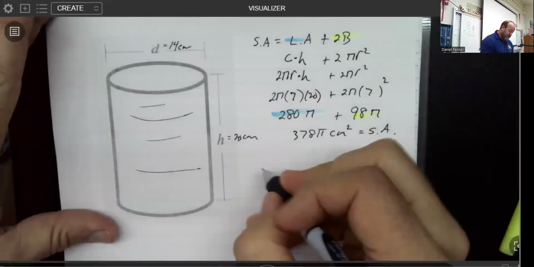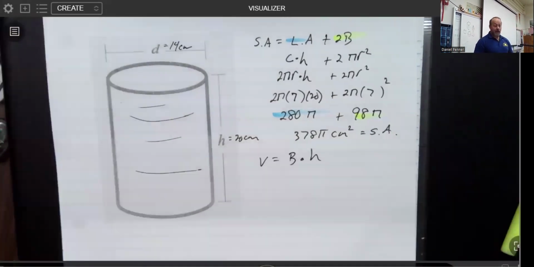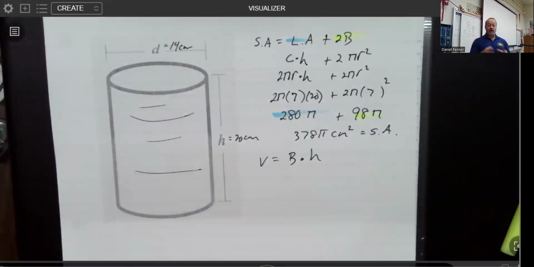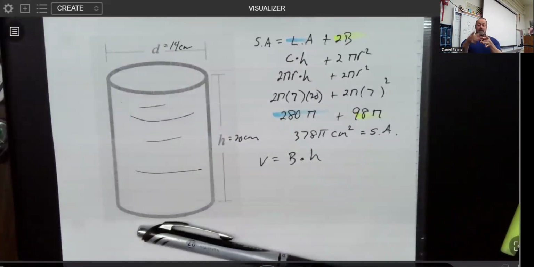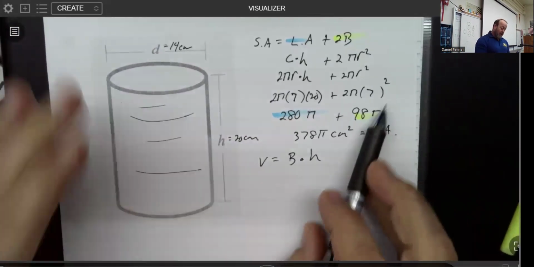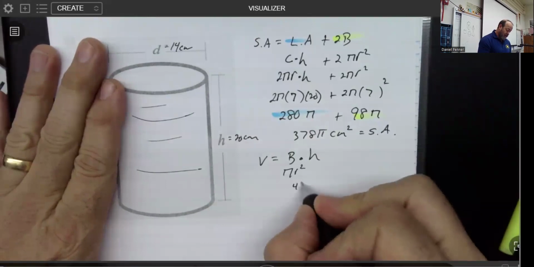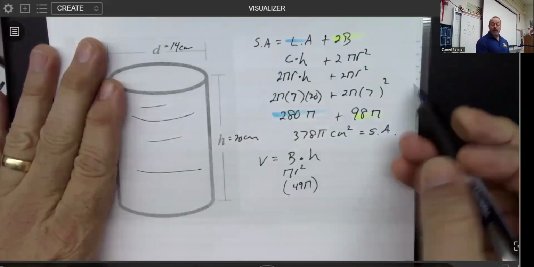Now the volume is very, very simple. It is always the area of the base multiplied by however tall it is. So anytime you have a shape where the top and the bottom are identical and you just are pulling that up, whatever the area of that base is, you multiply by the height, you got volume. It's very simple. But the nice thing is, and that's why I did it in this way, we already found that the base was pi r squared, which of course was 49 pi. We already saw that right here.